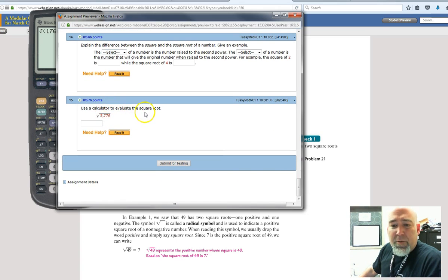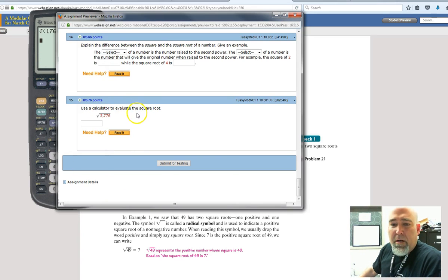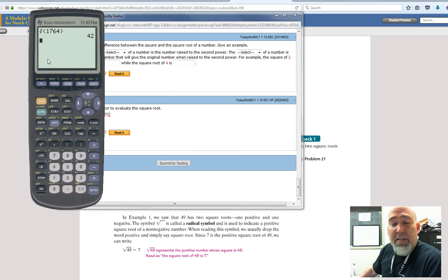Lastly, again, to evaluate the square root, go do technology on these big numbers. If it's a number probably 12 squared or less, then you should be good. But make sure you are evaluating the square roots and using technology on those really large ones.